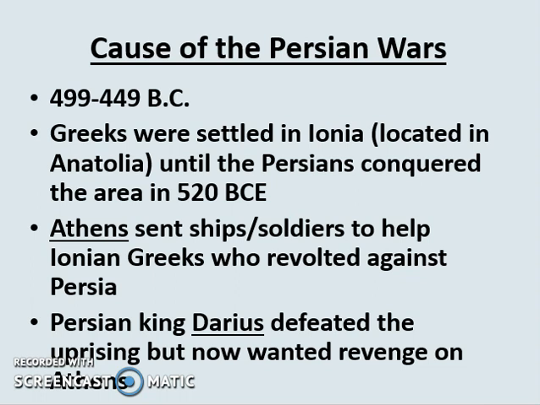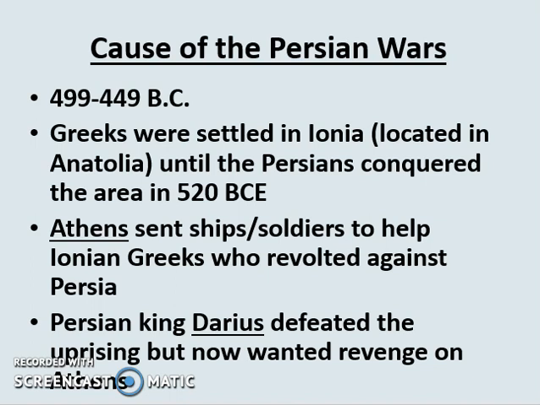So the Greeks that were settled here are going to get taken over by Persia. Persia exists at the same time as Greece. These things are overlapping. And Persia is going to conquer Anatolia. And so all of these cities that are Greek cities that are under the control of Persia, they're going to start to rebel or fight back. And Athens is going to help support these cities. So Athens sends ships and soldiers to help the Ionian Greek rebels.